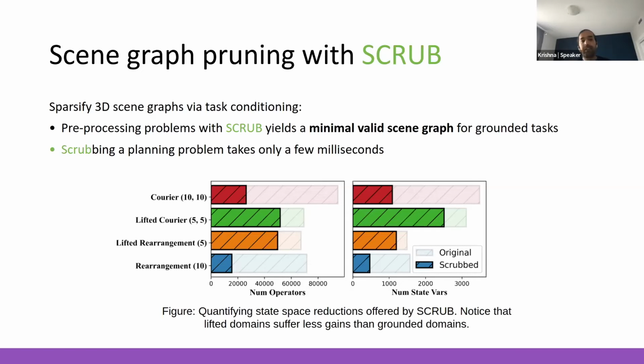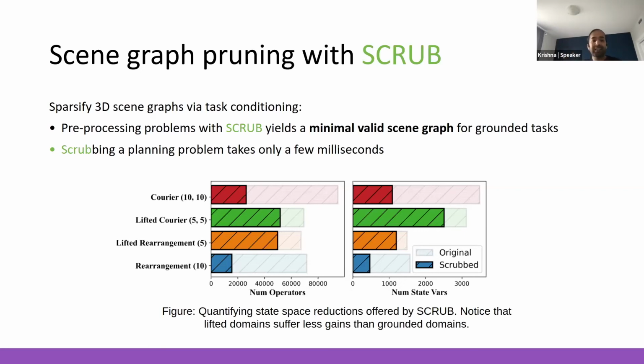So once we do that, this process takes only a few milliseconds because it's linear in terms of the number of nodes in the scene graph. It's just a bottom-up traversal where you're starting from leaf nodes and traversing to the root. So in the worst case, your 3D scene graph is already minimal and you retain the full scene graph. And that'll still just take one graph traversal.